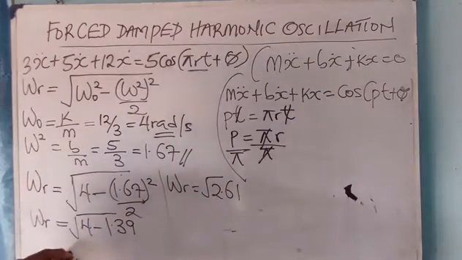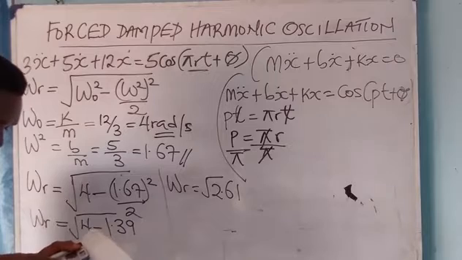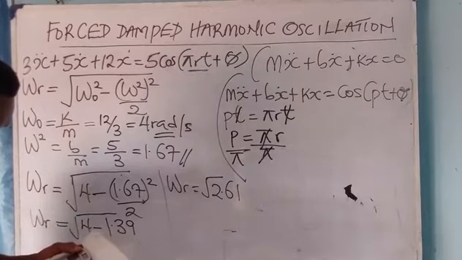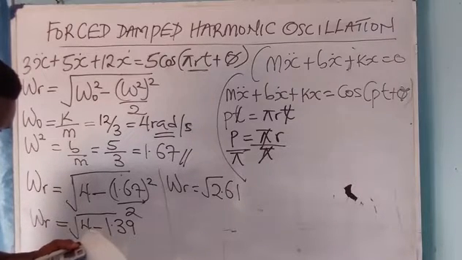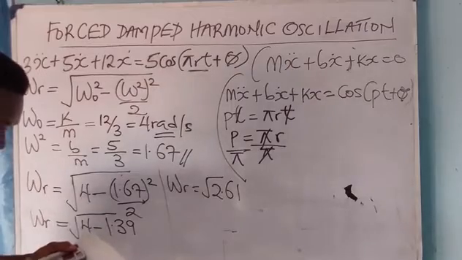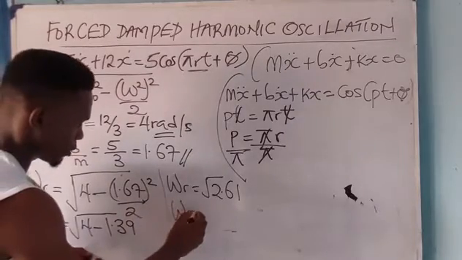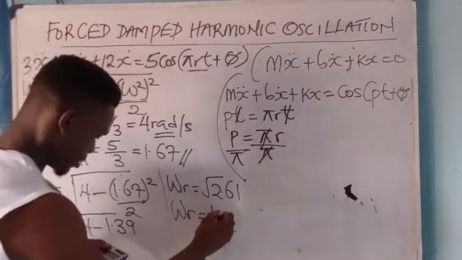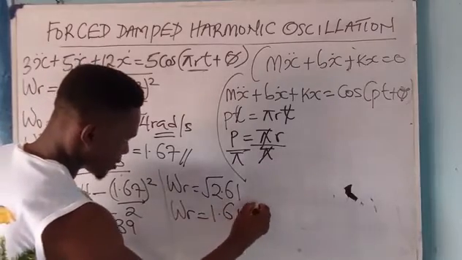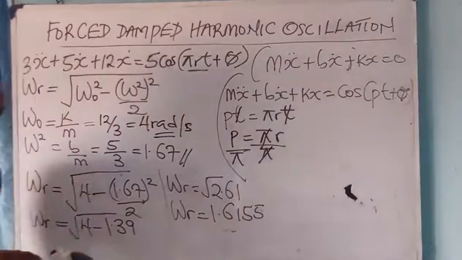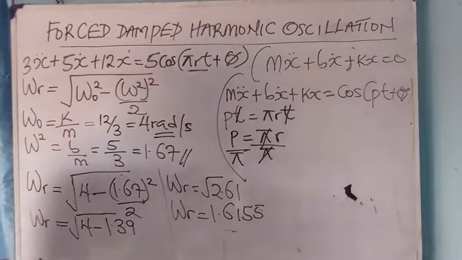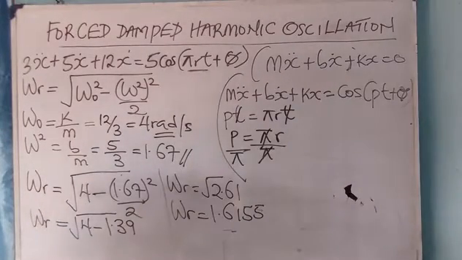Now let's look at the square root of 2.61. The square root of 2.61 equals 1.6155. Is that the final answer? No, that is not the final answer. So what do we do next?